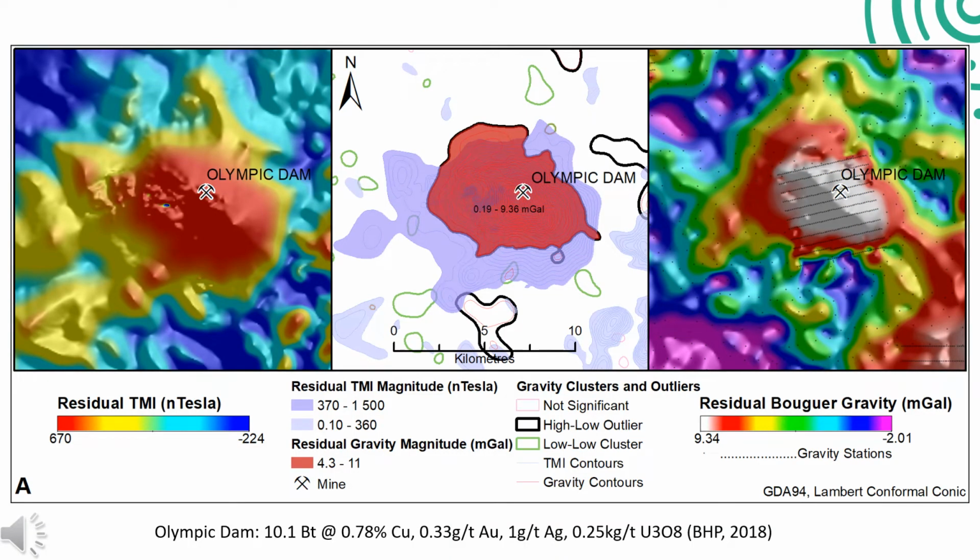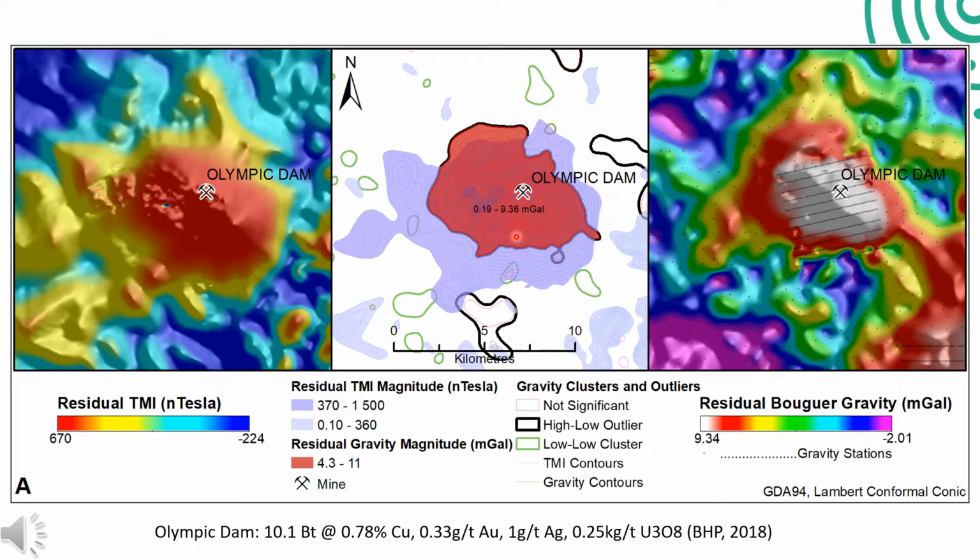Here are the magnetic and gravity signatures of the polymetallic supergiant Olympic Dam IOCGU deposit. In this series of images we have the TMI on the left, gravity on the right, which includes the locations of gravity stations, and in the centre we have gravity and magnetic contour overlays.